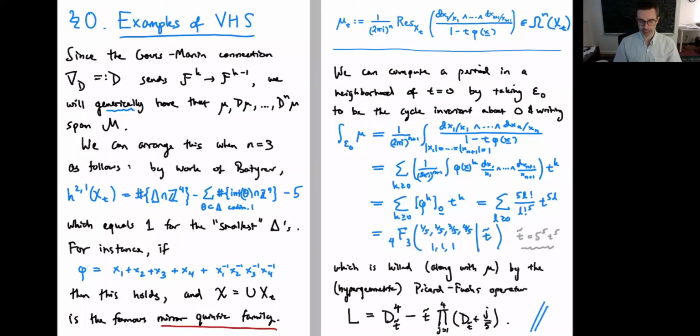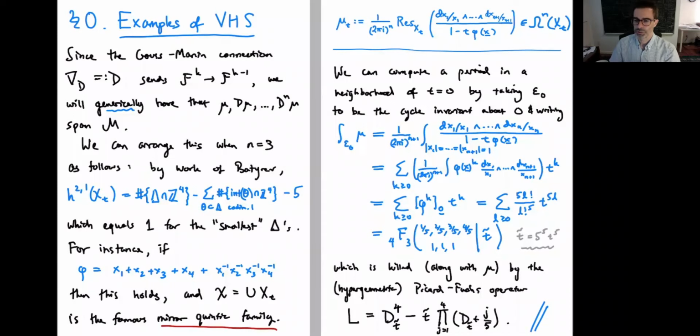And that's killed by the hypergeometric Picard-Fuchs operator, where I'm just rescaling t to t tilde, and noticing that this is a 4F3 with these coefficients. So you put those coefficients in here and write down the standard hypergeometric fourth order operator of degree 1.